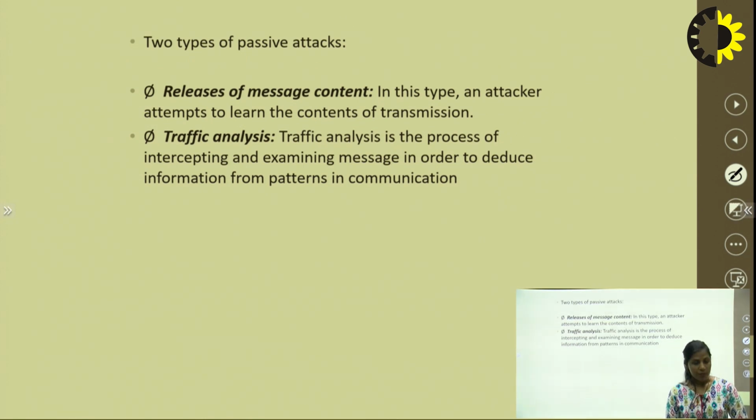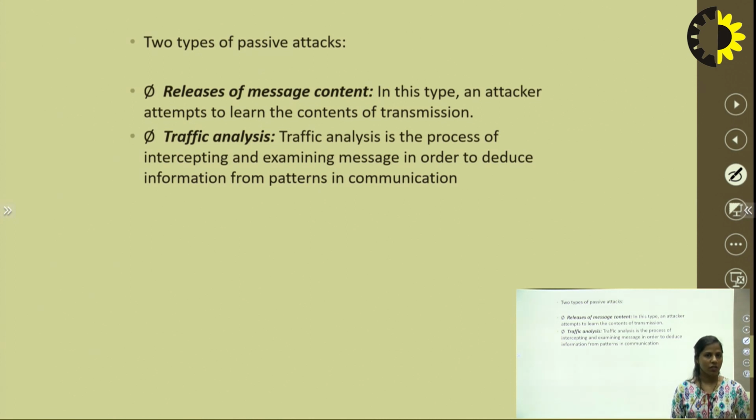There are two types of passive attacks. The first is release of message content and the next is traffic analysis. Release of message content is where they try to attempt the transmission content, whatever information is transferred from one place to another, and learn what the content is. They try to access that particular information. So this is the release of message content.